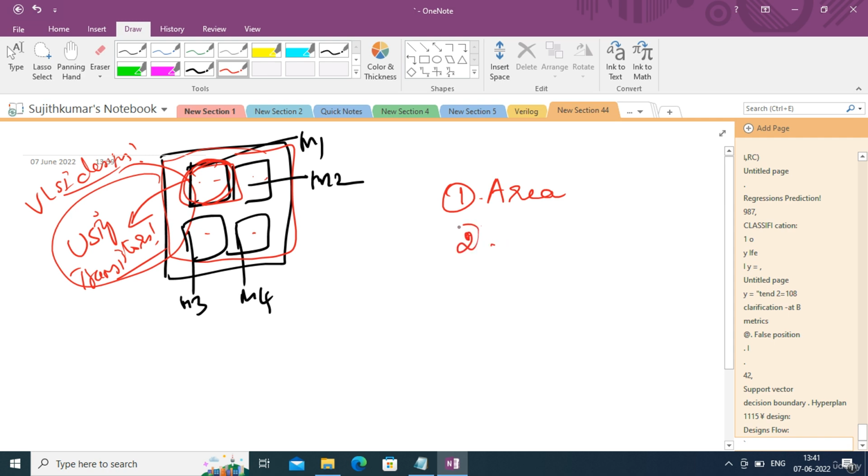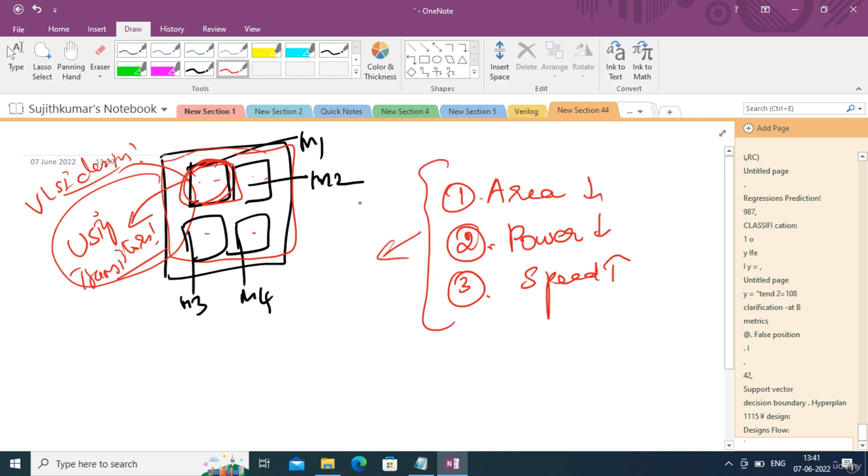So the area occupied should be less, and the power consumption is also a very important factor, because all your mobile devices need only a low power supply, right? They need low power consumption, because only then can we use that device continuously. So the power has to be reduced, and also the speed has to be increased. So less area, low power, and high speed: these three are the important characteristics of any VLSI circuit.